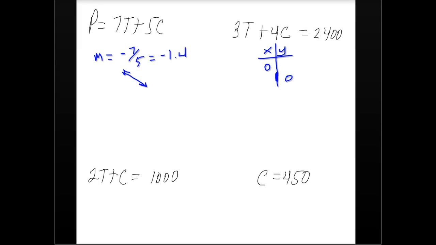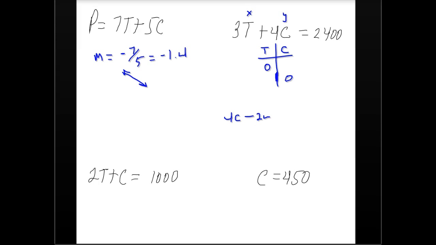And so if I allow, I shouldn't really say x and y here. This should be more t and c. So I'm going to change it to that, so it kind of goes along with what we're doing. So t we're treating like the x, and c we're treating like the y. And so here, if t is equal to 0, then of course this entire term goes away, and all you have is 4c equals 2400.